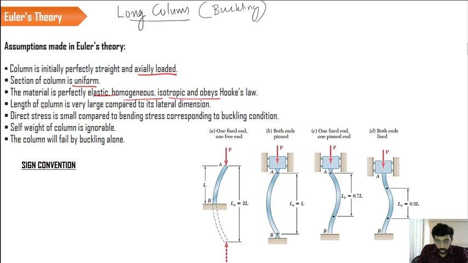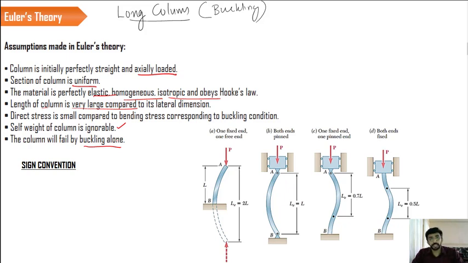The length of the column is very large when compared with the lateral dimension. If you compare the diameter, or the width and the thickness, the length is very much higher. The self weight is ignorable, and the column fails by buckling alone. We are not taking any kind of combinations. We assume that the complete failure of the column is directly due to buckling. These are the very important assumptions that we have to consider before we go into Euler's derivation.